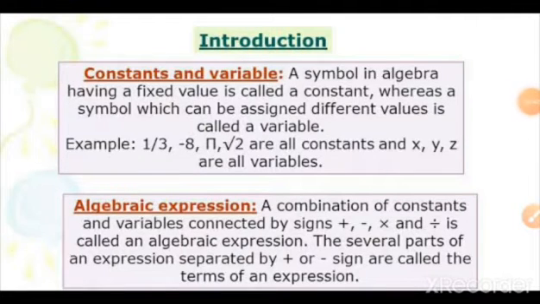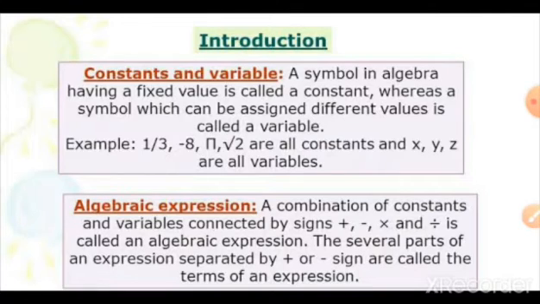Now students, we are going to learn about the constants and the variables. Now what are constants? Constants are the numbers that have fixed value. As for example, 1, 2, 3, 4, 5, 6, etc. And what are variables? Variables are the symbols or the letters or the alphabets that can be assigned different values.